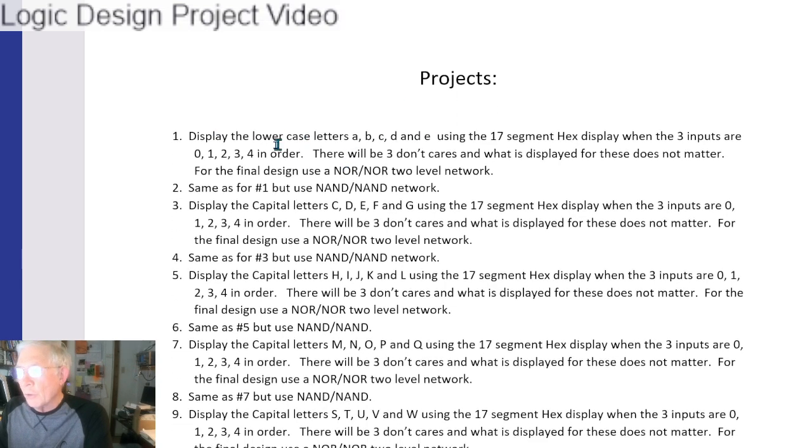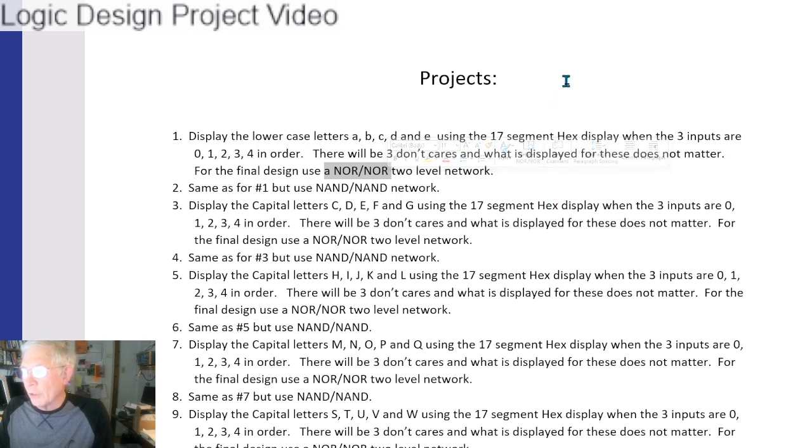All right. So group 1 will do project 1, and that means you'll display the lowercase letters A, B, C, D, and E. Again, using 3 inputs and the characters. When you have the 3 inputs at 0, you do an A. When they're at 1, you do B, 2, C, 3, D, and 4, E. So that would be 5 different things, 0, 1 through 4. And then there'll be 3 don't cares at the end. For this project, they're required to do NOR/NOR.